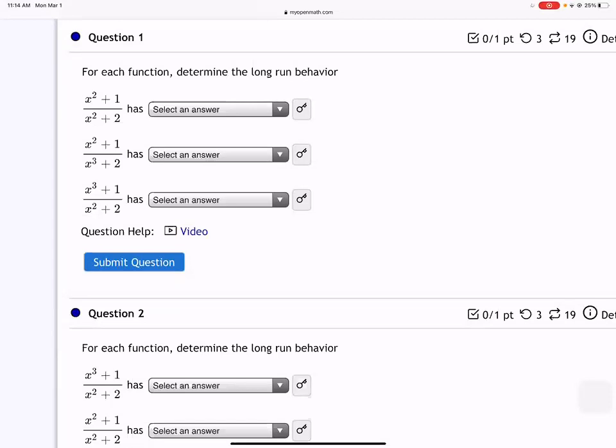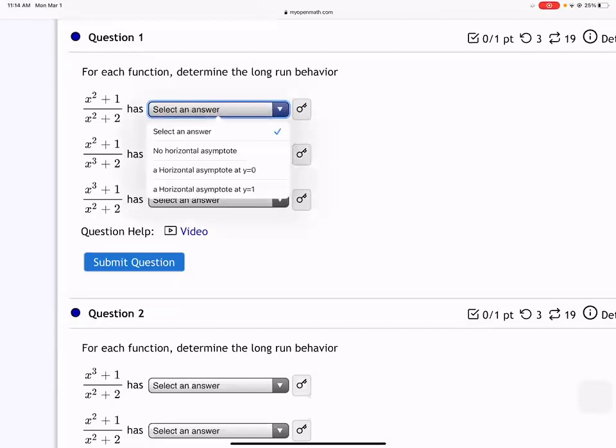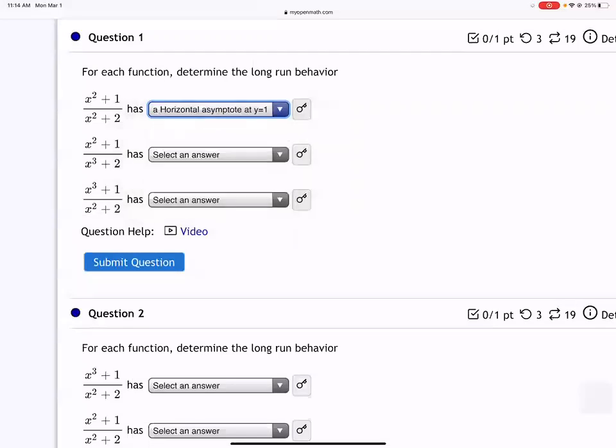So look at my problem number 1. Is the top exponent bigger or the bottom exponent bigger? Are they exactly the same? Hopefully you notice that they're exactly the same. So we have a horizontal asymptote, and since the front is x squared, invisible 1's in front, we are automatically at 1.